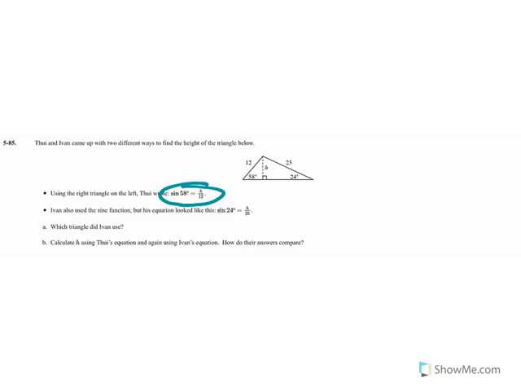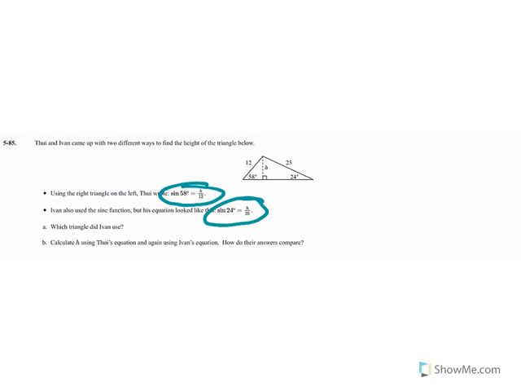So that's correct. Ivan also used the sine function, but his equation looked like this. The sine of 24 degrees equals h over 25. Is h the opposite and 25 the hypotenuse? Yeah, so is he also right? Yeah, those are both right. So they have 2 equations to find h, right? And that's really what the law of sines is. It says that there are these things that are equal to each other.